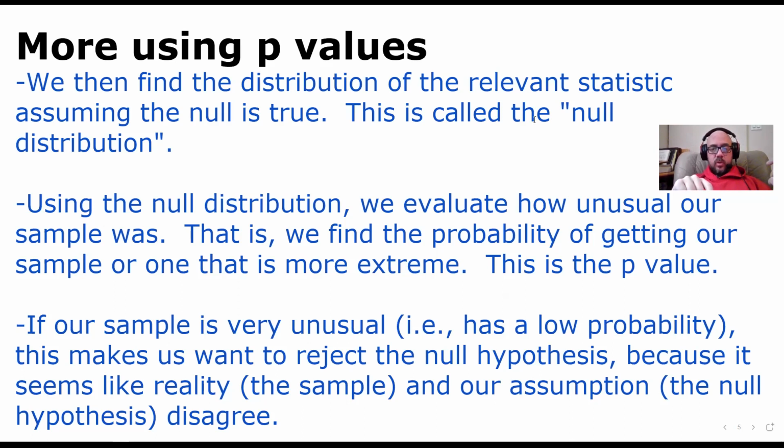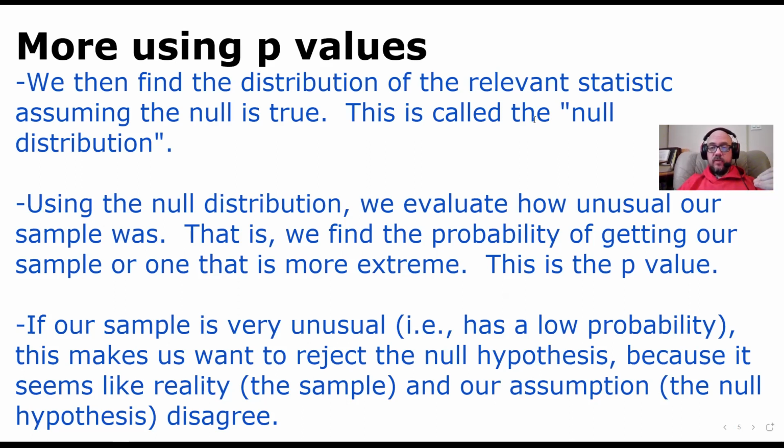Now, if our sample is very unusual, that is to say, it has a very low probability of occurring on that null distribution, this makes us want to reject the null hypothesis, because it seems like reality, which is represented by our sample, and the assumption that we made to begin with, the null hypothesis, disagree with each other. What that means is low p-values mean that if the null hypothesis is true, then the probability of seeing the sample that we saw is very low, right? That means if the null hypothesis is true, then we got a very weird sample. Makes us think that the null hypothesis then isn't true, because remember, the sample is reality to us, right? The sample is our representation of objective reality. If that is unlikely to occur given our assumption, then our assumption is the thing that's wrong, right? That's the logic of hypothesis testing.